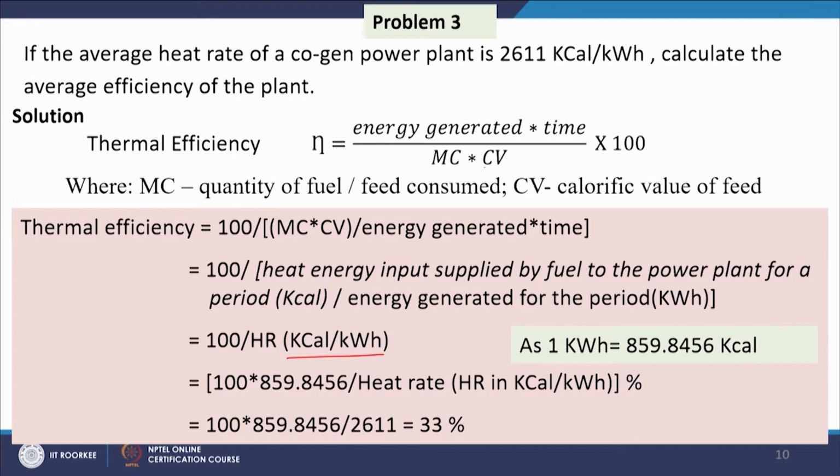Now, if we want to get it in percentage, then we have to take a factor for the conversion of unit from kilocalorie to kilowatt hour. So, that is equal to 859.8456 kilocalorie. So, this will be 100 into 859.8456 divided by heat rate. Now, we will put the heat rate in the same unit, kilocalorie per kilowatt hour, which is given in this case. So, here we are getting 100 into 859.8456 divided by 2611, and the efficiency we are getting will be in percentage. So, we get 33% thermal efficiency.